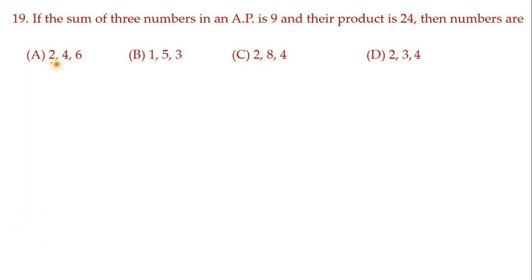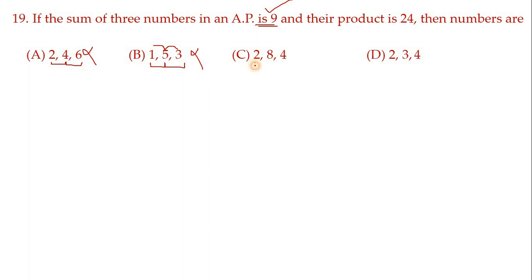Add these three numbers. 2 plus 4 is 6. 6 plus 6 is 12. So the sum we are not getting correct, so this cannot be possible. Go for the next one. So 1 plus 5 is 6. 6 plus 3 is 9. Yeah, the sum we are getting. So we have to check the product also. 1 times 5 is 5, 5 times 3 is 15. The product we are not getting, hence this is impossible.